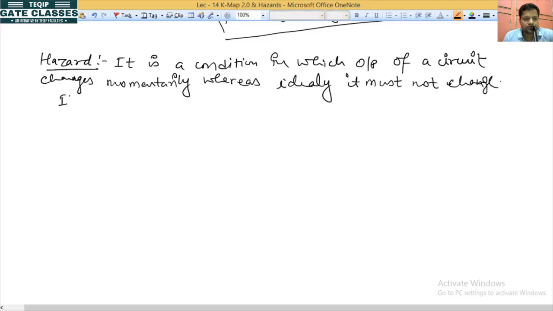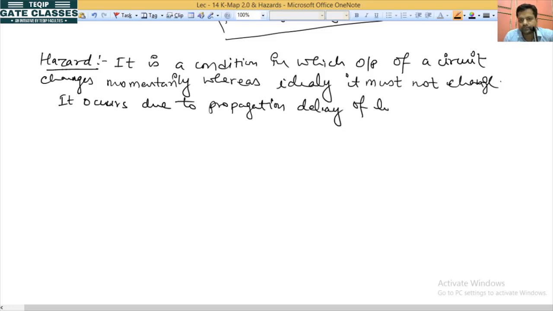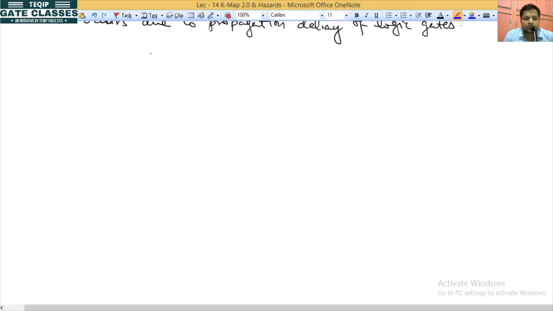Why does it occur? It occurs due to the propagation delay of logic gates. I am going to show you hazard through this circuit.